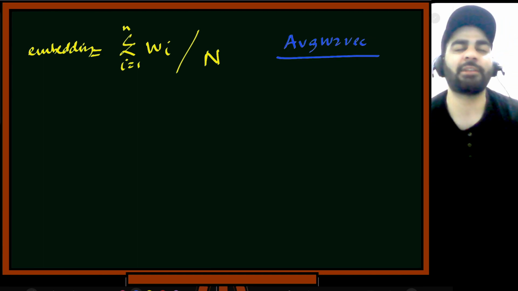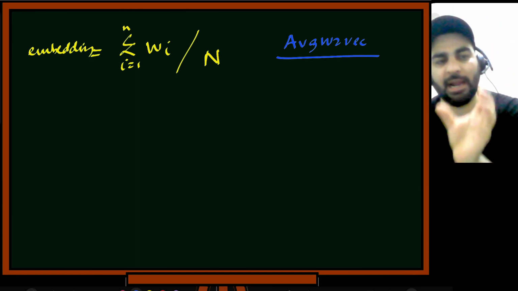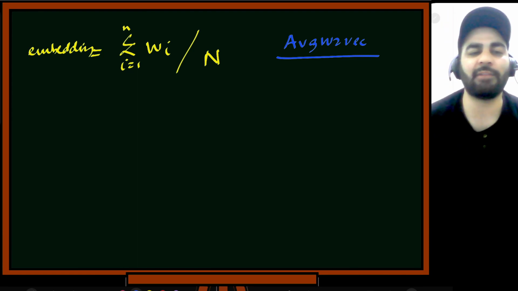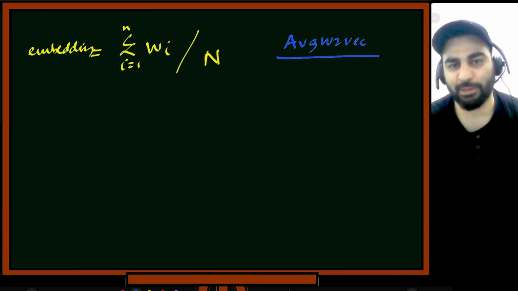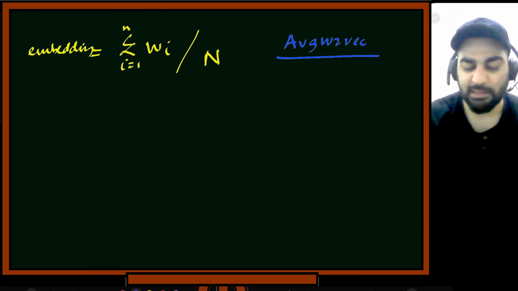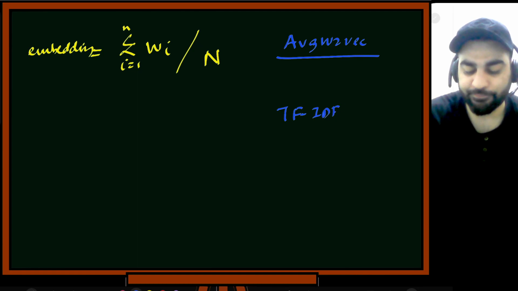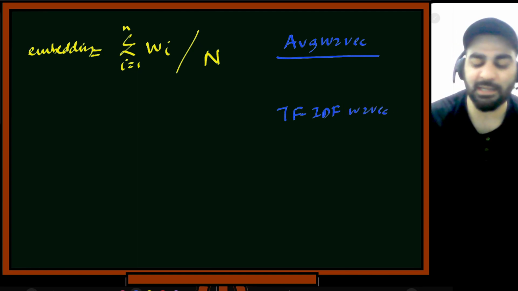Okay, average Word2Vec basically means you are taking these words which have embeddings and adding the embeddings of each and every word, then dividing it by the number of documents. Okay, this is called average Word2Vec. Then we have something called TF-IDF Word2Vec. Okay, what is that TF-IDF Word2Vec?